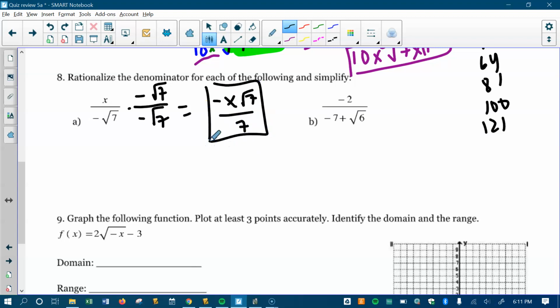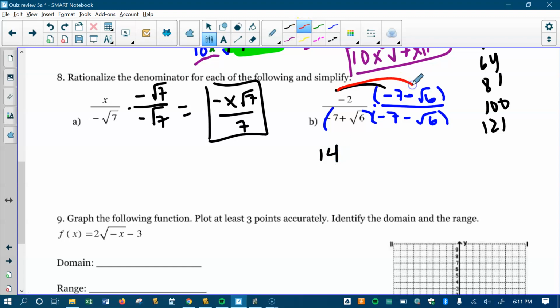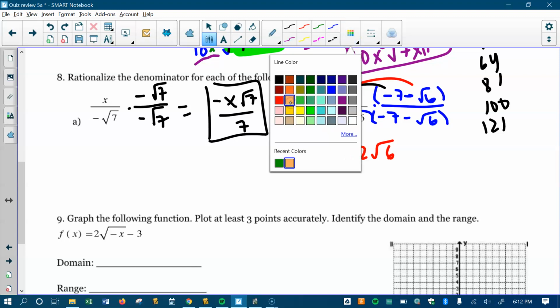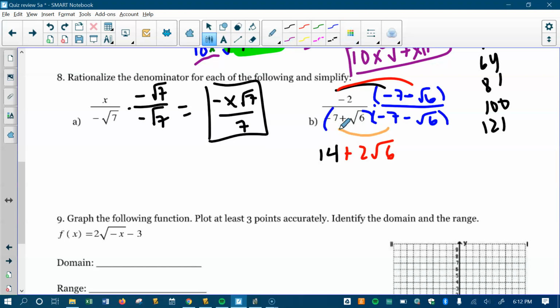For b, we need a conjugate. The conjugate is going to be basically the same numbers, but with a subtraction sign, on top and bottom. And now, let's distribute. So we get negative 2 times negative 7, which is 14. We get negative 2 times negative root 6, which is positive 2 root 6. And then, because we're multiplying by the conjugate, we only need to multiply the first numbers and the last numbers. So the first numbers are negative 7 and negative 7, which when you multiply them, you get a positive 49.